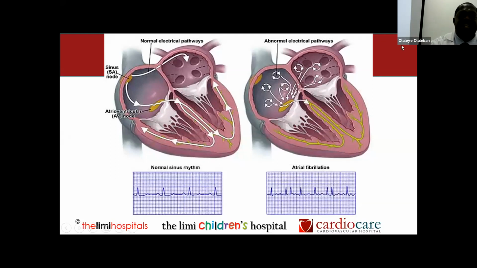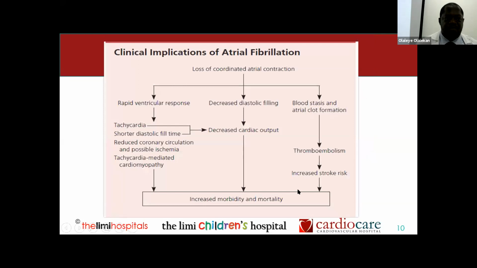You can see a lot of the impulse bombarding the AV node. So it depends on the property of the AV node and the refractory period of the AV node that will determine the amount of impulse that goes down through the AV node to the ventricle, and so resulting in the irregular activation of the ventricle and the irregular RR interval.